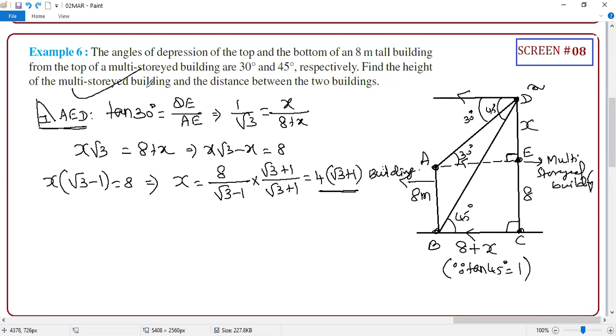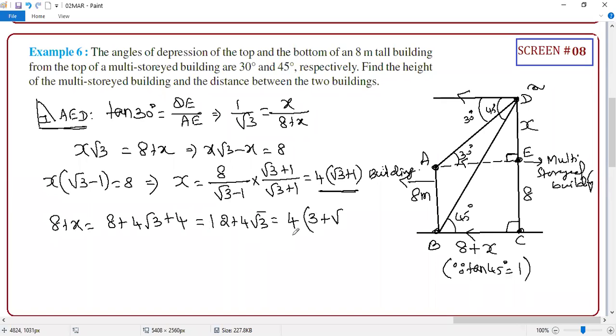This answer is over. Then what about the distance between them? That's also 8 plus X. So if you know 8 plus X, then automatically both of them are equal. Clear or not? So 8 plus 4 root 3 plus 4, correct or not? Now what is that? 12 plus 4 root 3. Now if you take out 4, what will be the answer? 3 plus root 3. Anyone having doubt about how I got this?